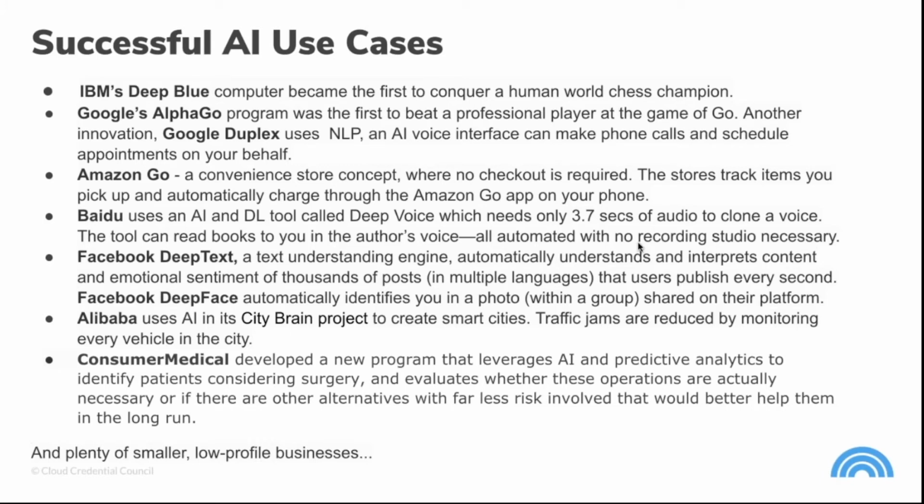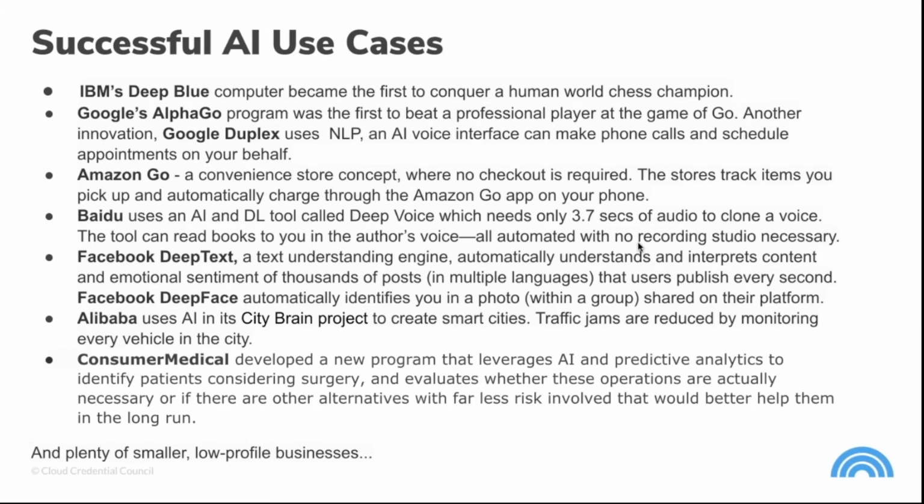Baidu, an equivalent of Google, uses an artificial intelligence and deep learning tool called Deep Voice, which needs only 3.7 seconds of audio to clone a voice. With this technology, the tool can read books to you in the original author's voice, all automated with no recording studio necessary.